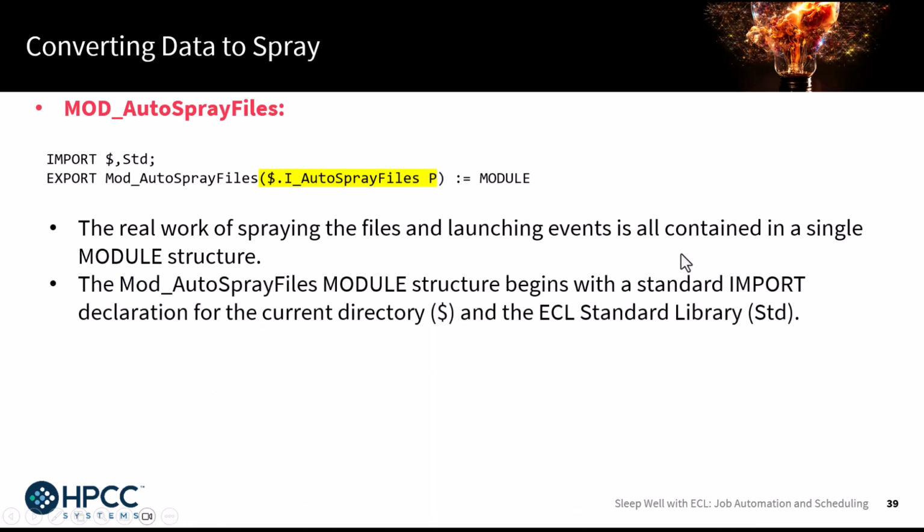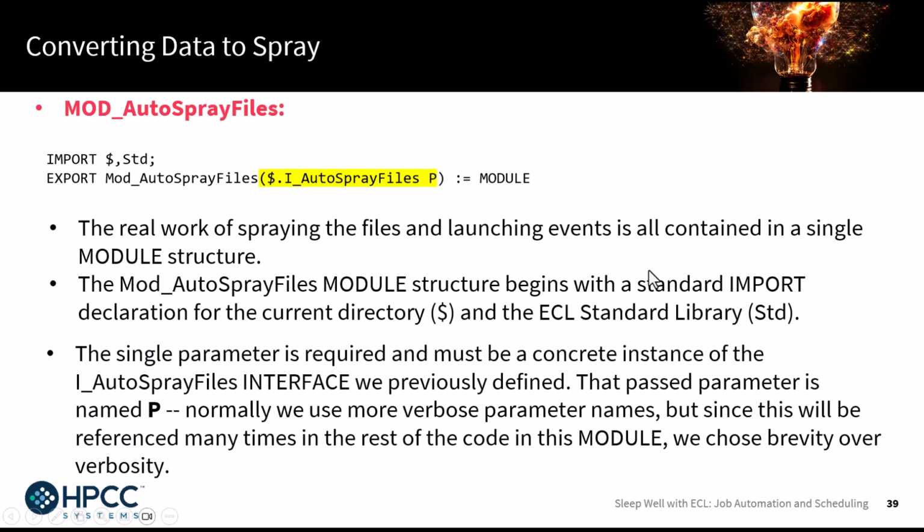We begin with a standard import for the current directory, which is the $sign reference, and then the ECL standard library, which is importing the base STD folder. Now, normally we don't like to do this in ECL training, but because of the amount of parameters from the interface, we wanted to simplify our code. So we have a single parameter named P that will be referenced many times in this module. In this case, we just chose brevity over verbosity.